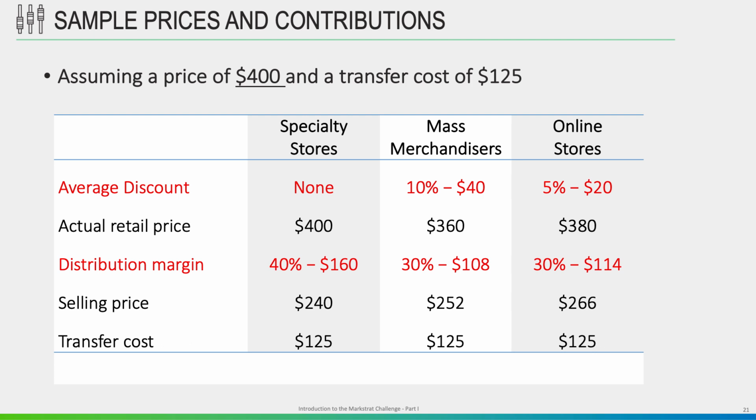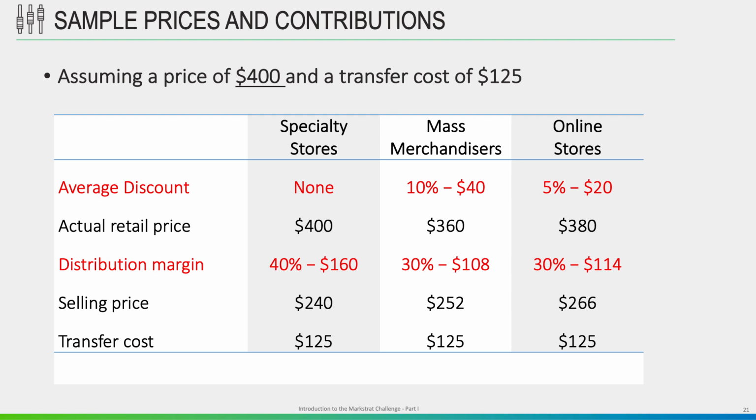If they're costing you $125 to make, which is what Markstrat calls the transfer cost, the cost of manufacturing, what is the profit? Your profit is $115 in this scenario. Depending on the channel through which you sell the product, your profit comes out a little bit differently. So look down the mass merchandise column.